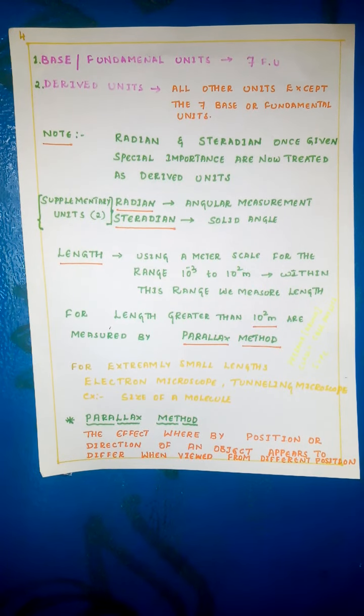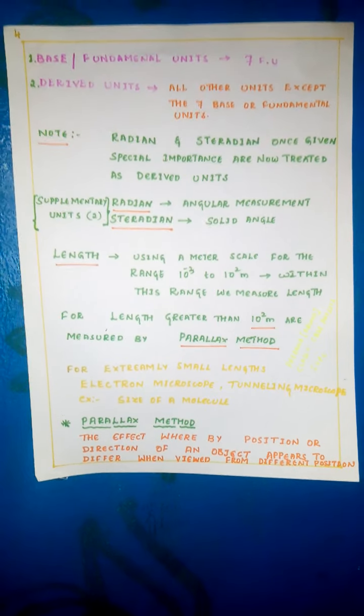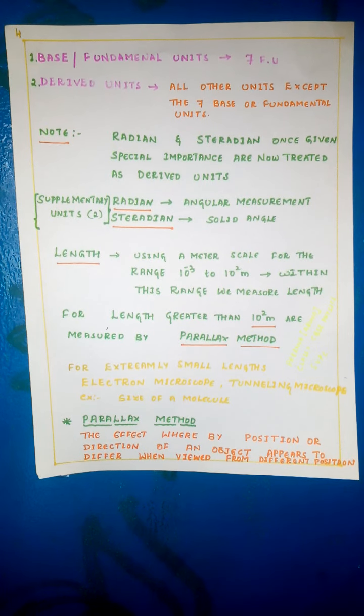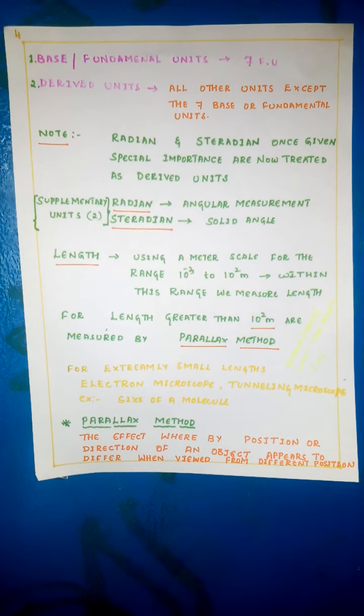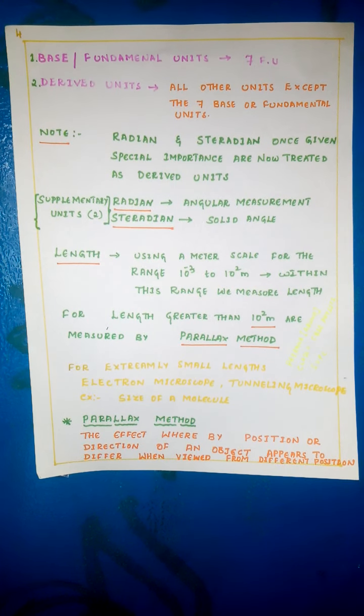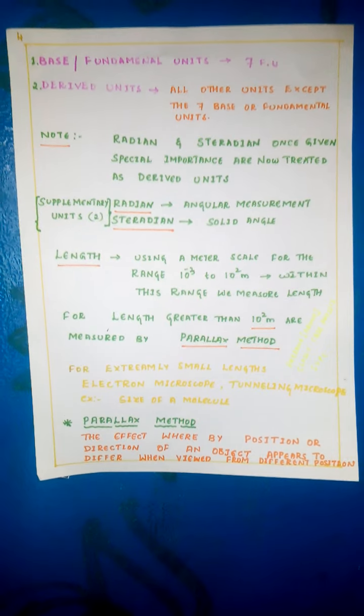The effect whereby the position or direction of an object appears to differ when viewed from different positions. For example, you focus on any one object. Close your left eye and observe that object. Mark that position. Now close your right eye and observe the position of the object. Just mark where it was. When you observe this, what happens? There is a slight difference in the position, right? So we call this the parallax method.